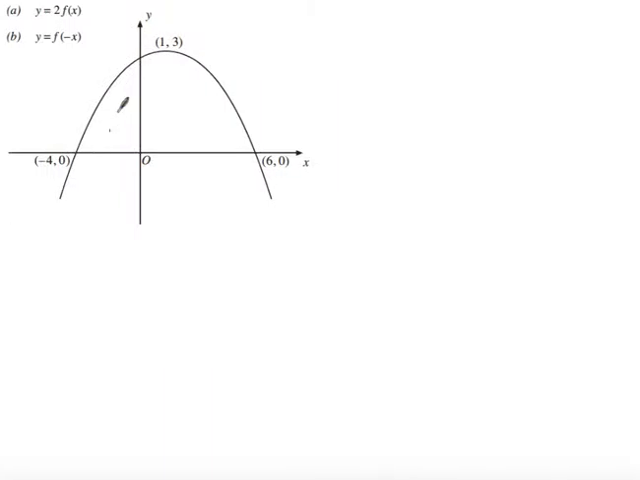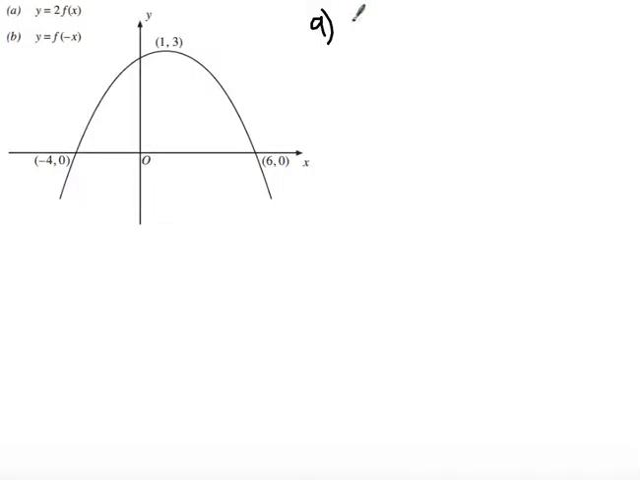Okay, so let's have a look then. Here's our graph. We want to do 2f of x. Now 2f of x is a transformation on the y coordinates because it's outside of the brackets, and this is going to be a stretch. So what we're going to be doing is multiplying the y coordinates by 2.